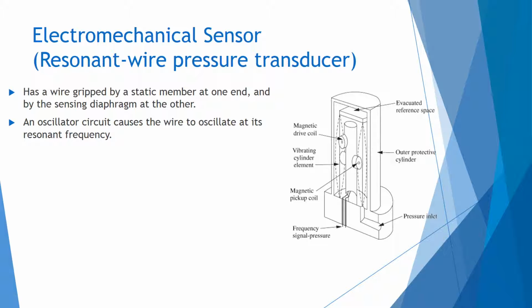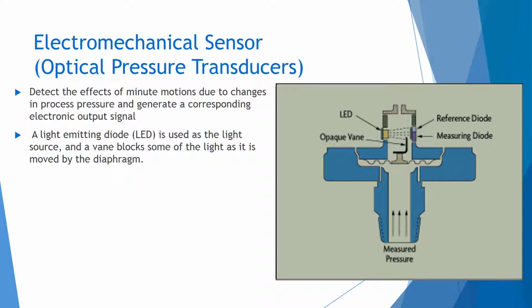Next is the resonant wire pressure transducer. It has a wire gripped by a static member at one end and by the sensing diaphragm at the other. You can see it in the image. An oscillator circuit causes the wire to oscillate at its resonant frequency. Next is the optical pressure transducer. In this sensor, an LED is used to measure the pressure.